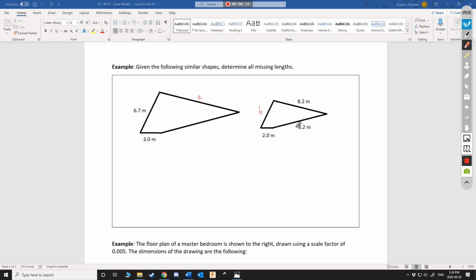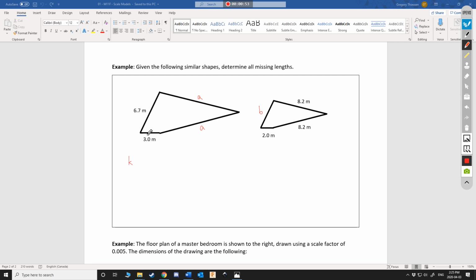I say this 8.2 over here corresponds to this length, but since they're both 8.2, I know they're going to be identical. So I'm going to label these ones A and that one B. So basically I'm trying to find what A and B are for these corresponding shapes. To approach this one, we first have to find the K factor.